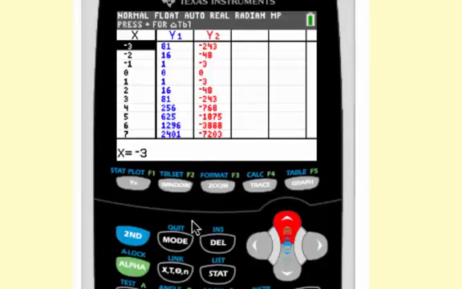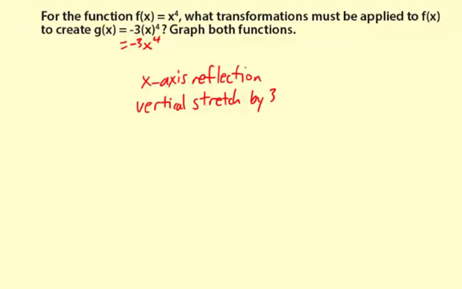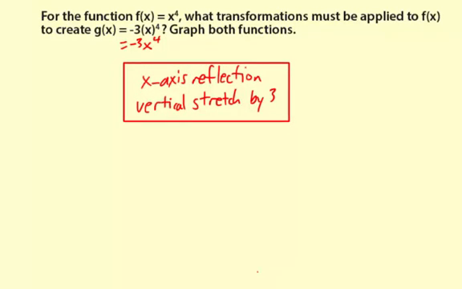Okay, so looking at the graph, I could tell there's a stretch. Using the table, I can see it's a 3 times stretch because the outputs for the g of x are 3 times that of the f of x. So I can definitely conclude that these transformations are correct. X-axis reflection, vertical stretch by 3.